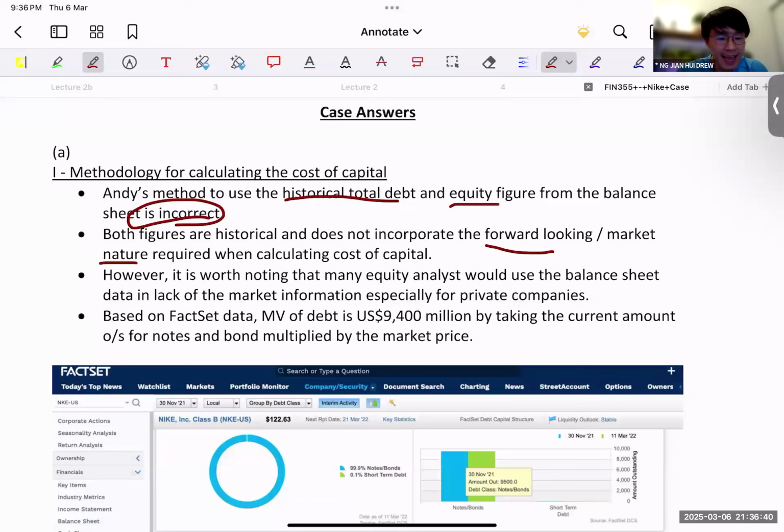However, it's worth noting that many analysts use balance sheet figures in lack of market information, especially for a private company. So we mentioned this idea of private company, right? But in your case, it's all SGX companies, so you have no reason not to use market values. If you use book values for your debt and equity figures, you'll totally be wrong. You'll receive zero for that.